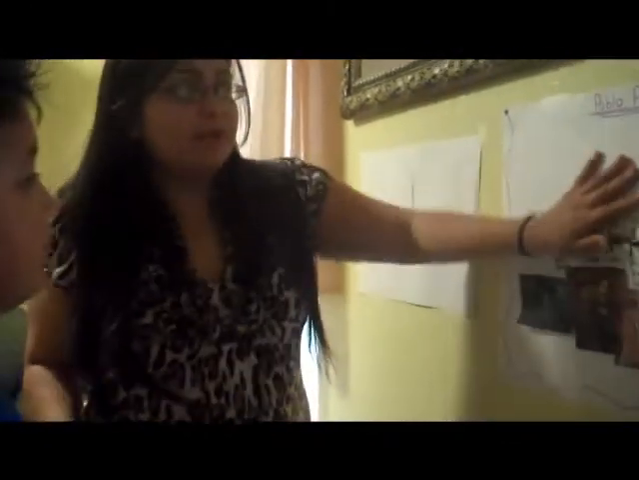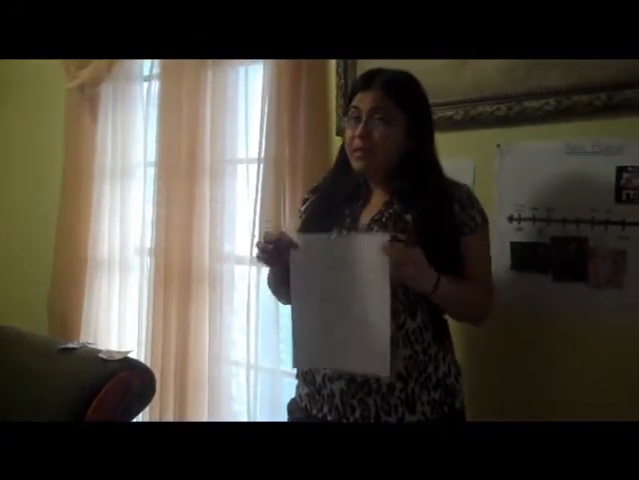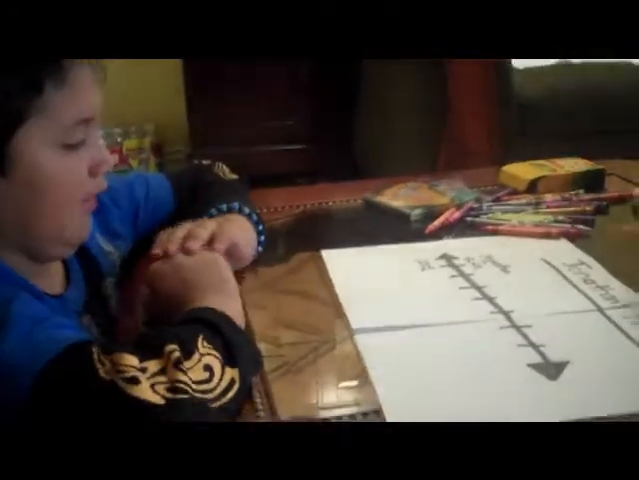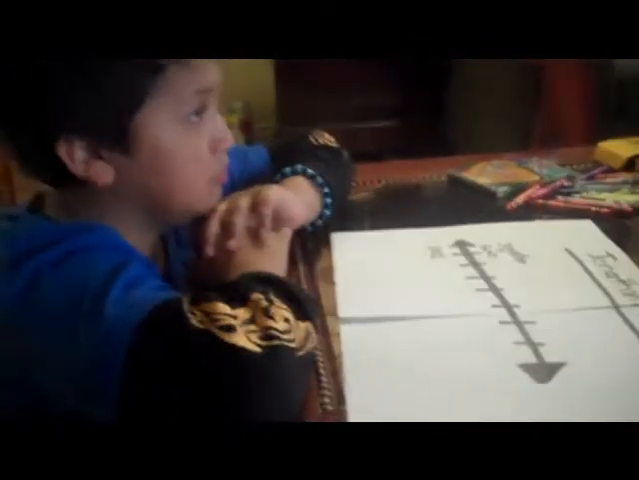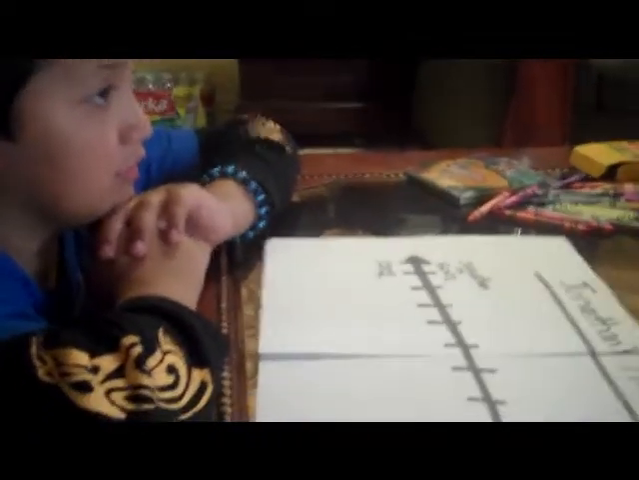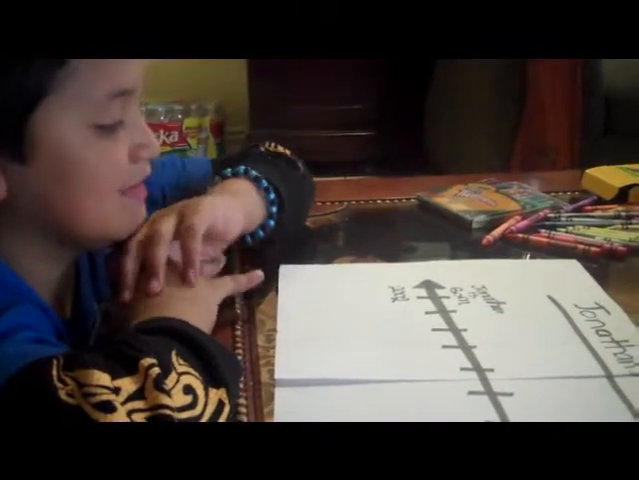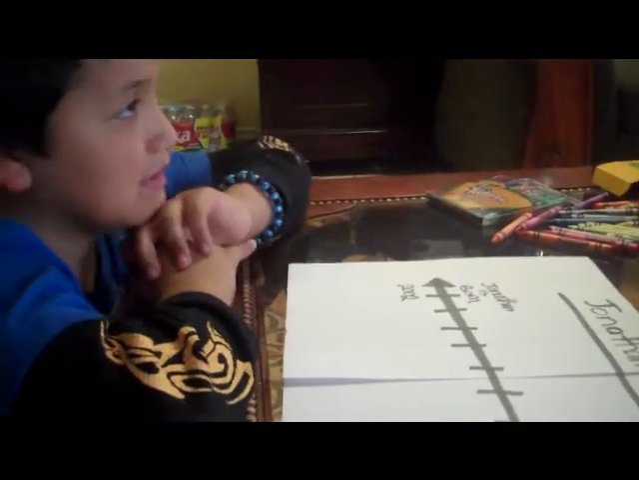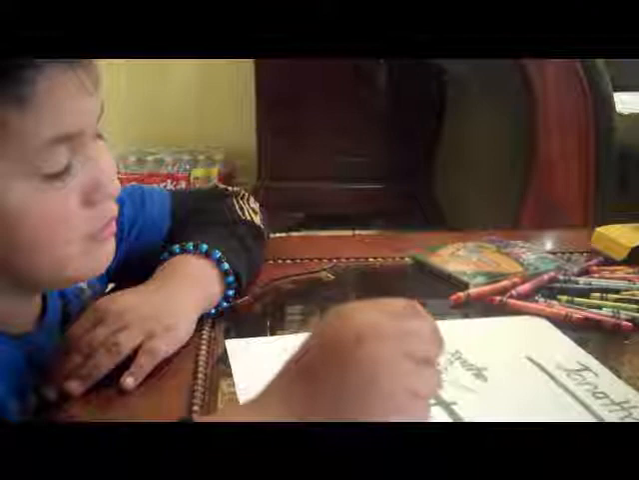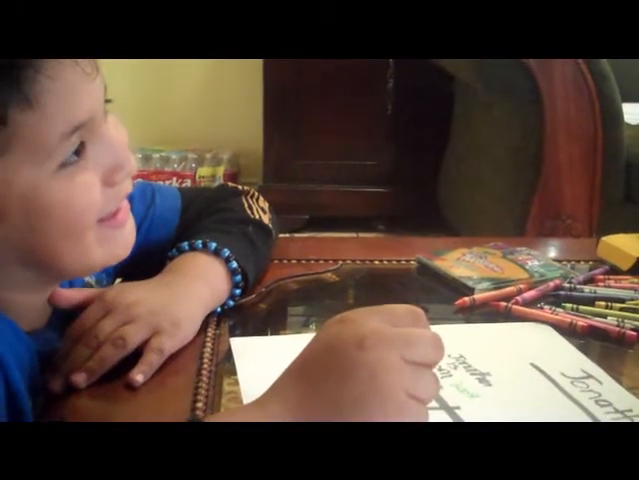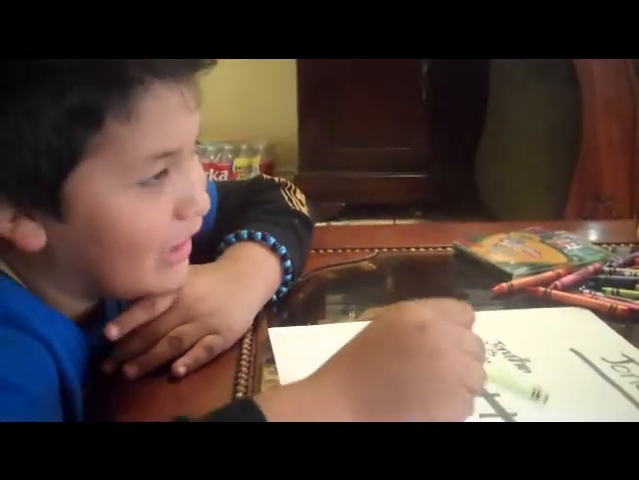Okay, now that we created this and we know what picture goes with what, now you're going to create your own timeline. First, I want you to write down, brainstorm some important times in your life. So this is your timeline. Jonathan's timeline. You were born in 2002. Now, what do you think is another thing that's important? In 2010, I went to California.